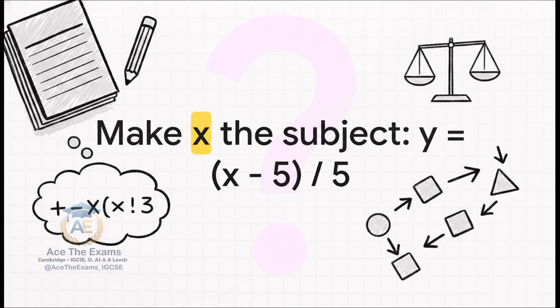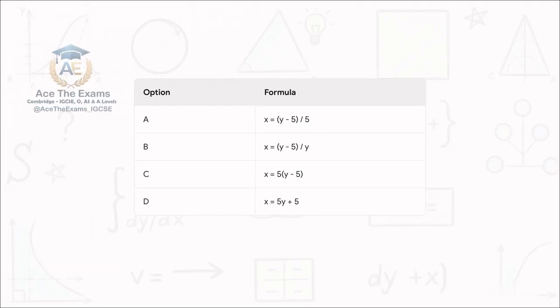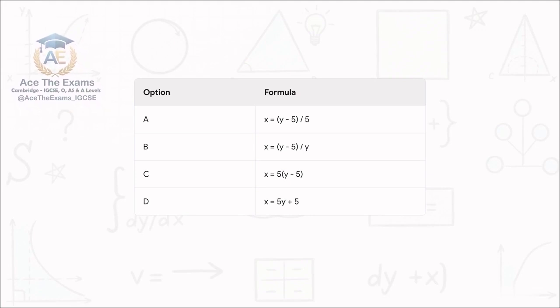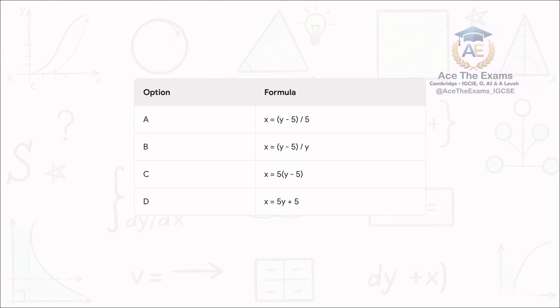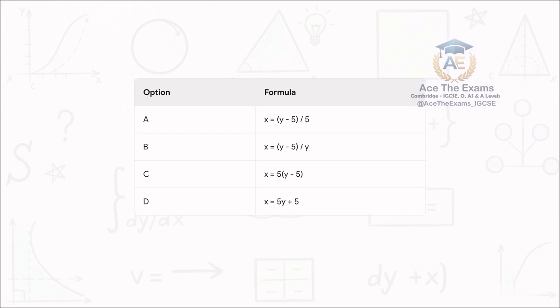Okay, let's look at how to untangle this formula. Let's look at the options you might have ended up with. To solve this efficiently, target the biggest structural obstacle first, which is that fraction. The entire right side is being divided by 5. What's the inverse of dividing by 5? Multiplying by 5. If we multiply both sides by 5, the fraction disappears, leaving us with 5y equals x minus 5. We are so close now.